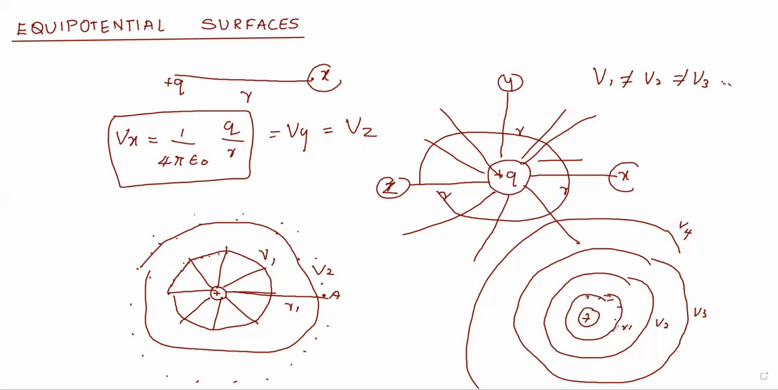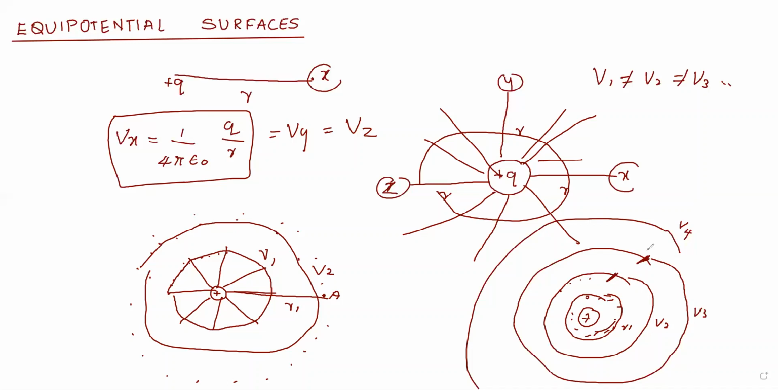The potential of the points on the first circle is the same. The potential of all the points on the second circle is the same, but this potential is not equal to that potential, and that one is not equal to the next. Why? Because the distance is different.